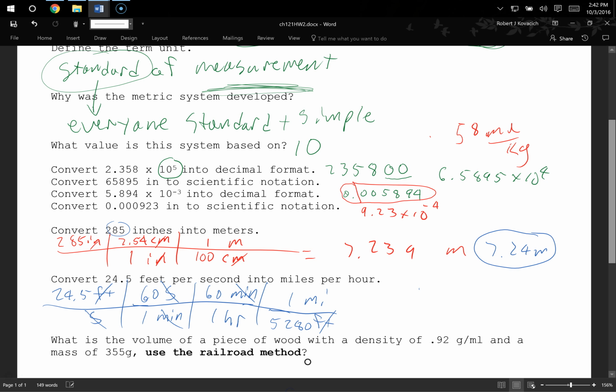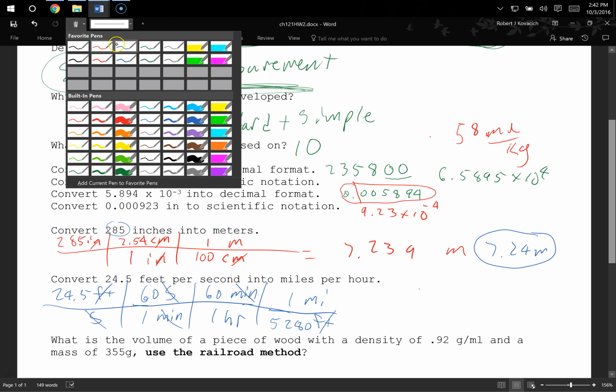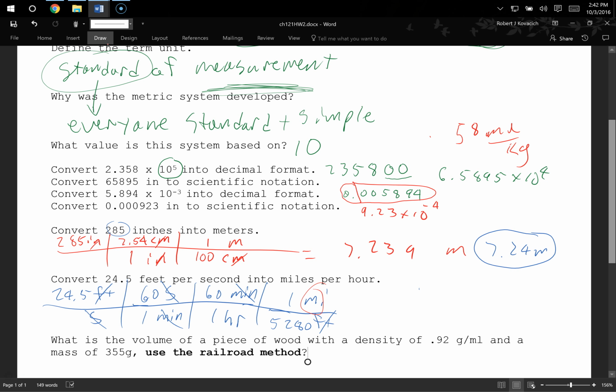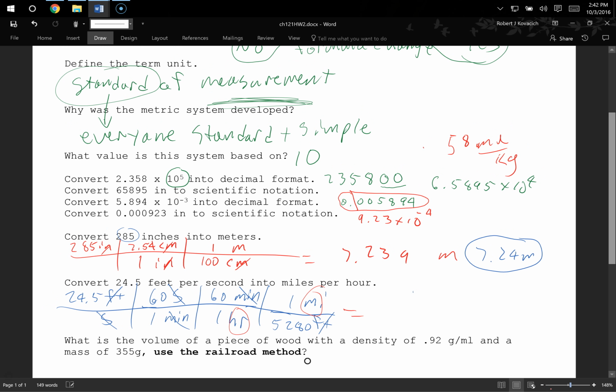So now my feet unit is gone. The only units that I have left are that mile and that hour, and so my answer is going to be in its correct units: miles per hour. And I got 24.5 times 60 divided by 5,280. And I got 16.7, 16.70. So my answer is going to be 16.7 since I have 3 sig figs there.